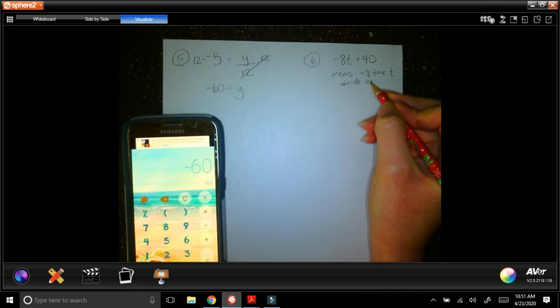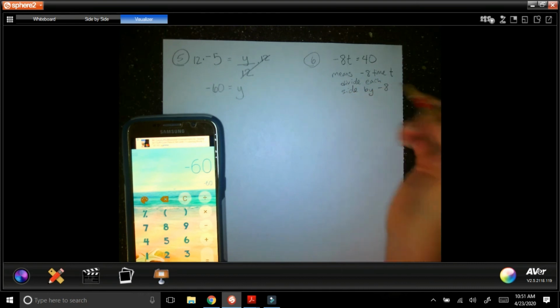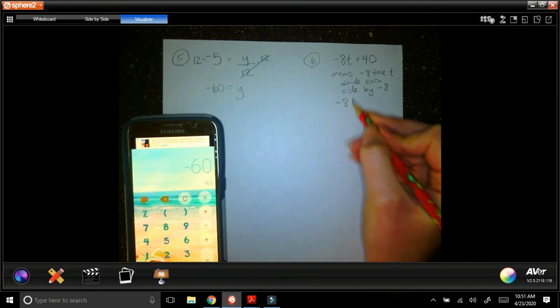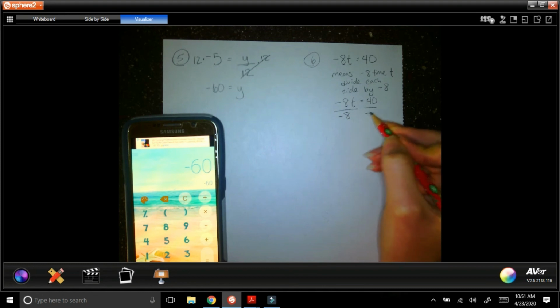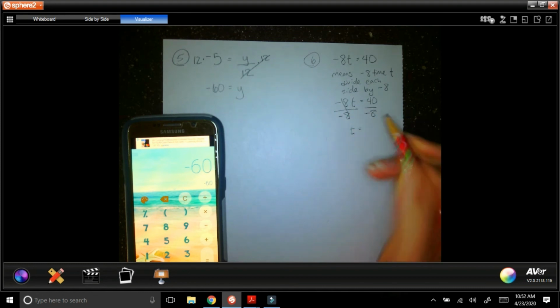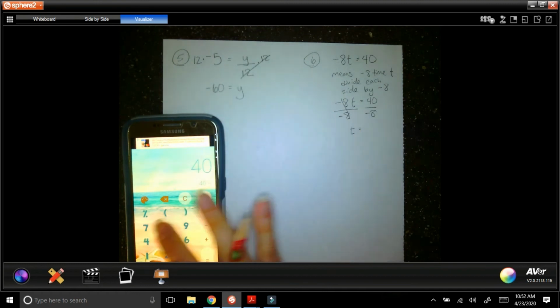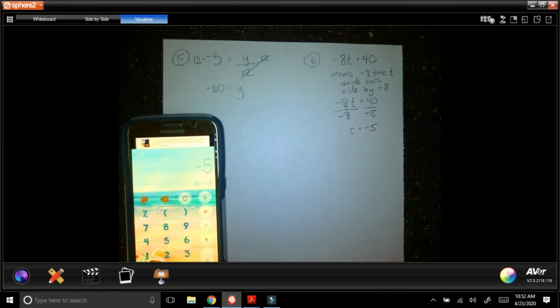Divide each side by negative 8. So here's how your work would look. You would show that you're dividing each side by negative 8. So that positive 1t equals, and then you can do 40 divided by negative 8, and you get negative 5.